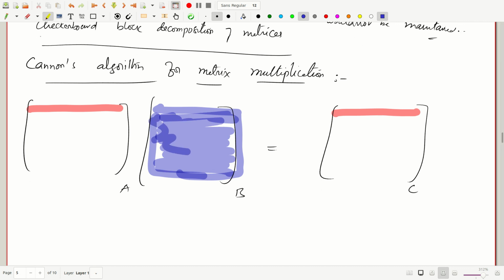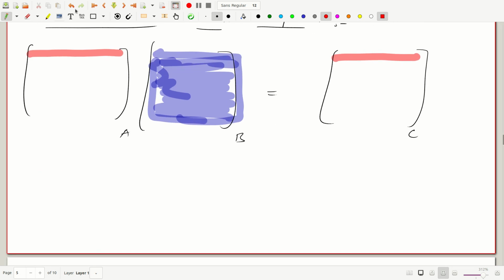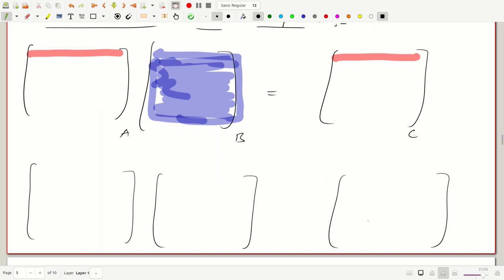But let us pose our question differently. Let us say that per process we don't want to calculate an entire row, rather we want to calculate only one square or approximately square block of C. Let's say we only want to calculate a square block of C, some square block of C here.